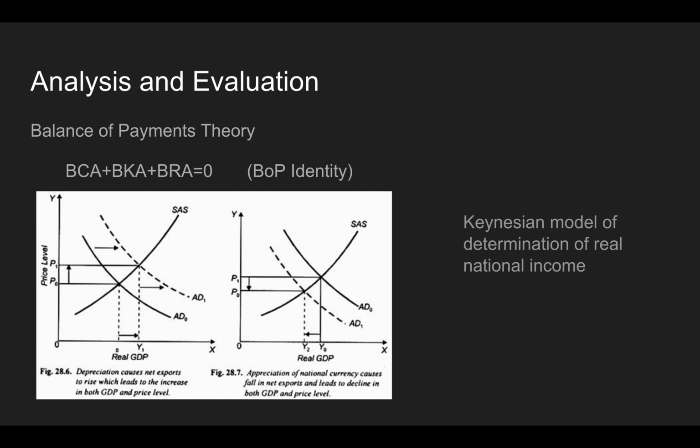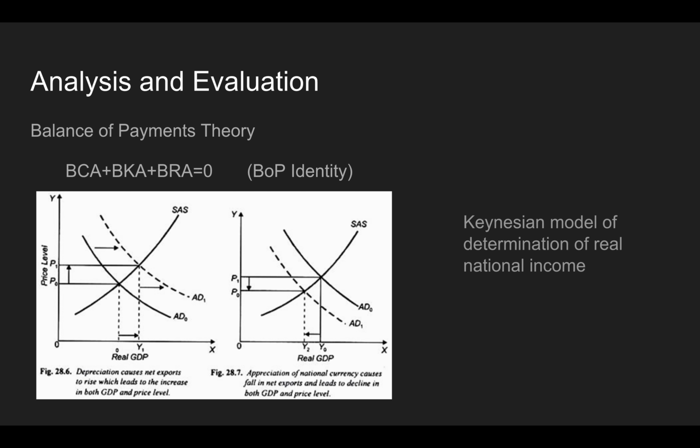Now, if a country is running a large current account surplus or deficit, it is a sign that the country's exchange rate is out of equilibrium and must be brought back to that equilibrium. If a country is running a large deficit, like Britain is, where more imports are coming in than exports are going out, the domestic currency will depreciate. This can be seen with the balance of payments identity, where BCA is the current account, BKA is the capital account, and BRA represents the reserve account balance, and they should all equal zero.